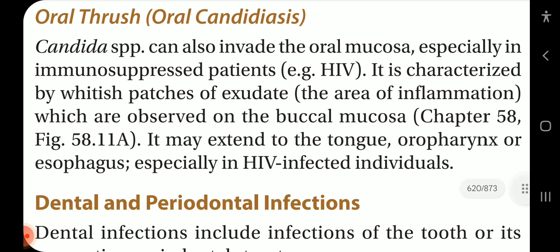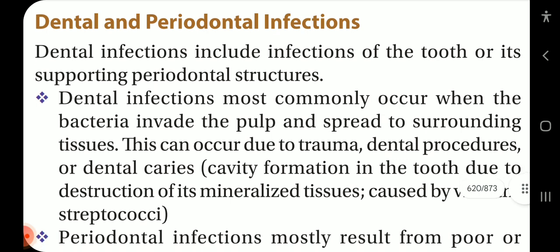Oral thrush or oral candidiasis. Candida species can also invade the oral mucosa, especially in immunosuppressed patients, for example HIV. It is characterized by whitish patches of exudate, with an area of inflammation, observed on the buccal mucosa. It may extend to the tongue, oropharynx or esophagus, especially in HIV infected individuals.